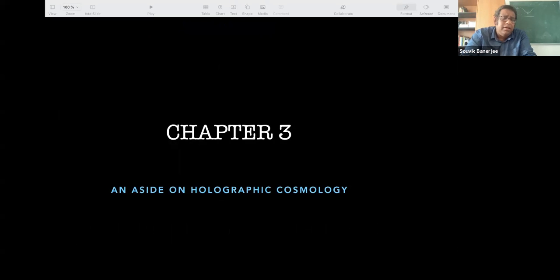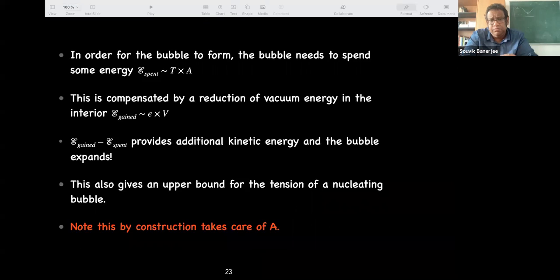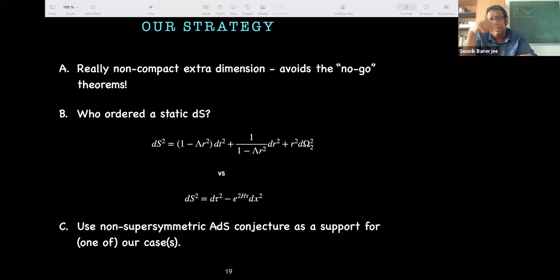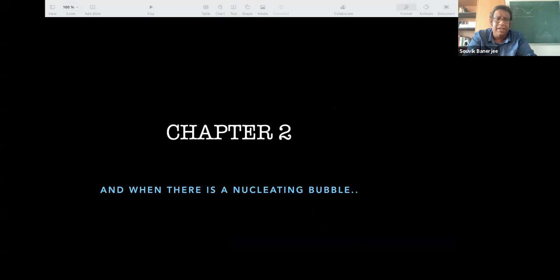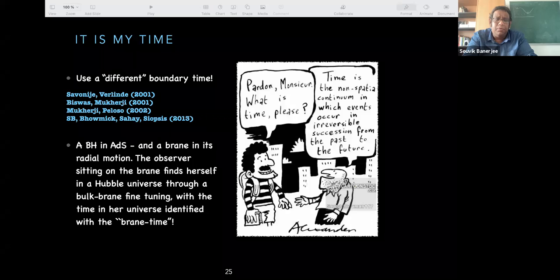Okay. And then, now we'll go to point 2, that is, who orders a static dS? We can actually produce this de Sitter spacetime dynamically. And this comes from some old idea in holography, where we start with a black hole spacetime in AdS, and a brane in radial motion, and the observer sitting on the brane finds herself in a Hubble universe through a bulk-brane fine tuning, and the time on the brane she identifies with the time of our universe. There's an old paper by Verlinde and collaborators where they also work out what the thermodynamics on the brane should be, etc.